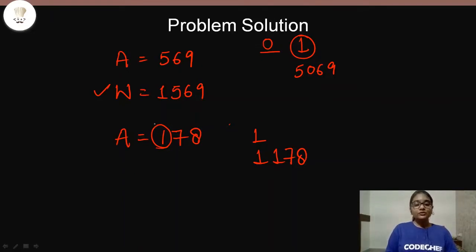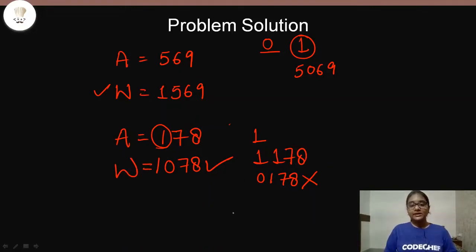So we cannot use this 0 before 1. We cannot form the number as 0178. This will be wrong, right? So now the second place where we can place this 0 would be after 1, right after the first digit. That means we are forming 1078. Now compare. 1078 is smaller or 1178 is smaller? So definitely 1078 will be a smaller number. So W will be equal to 1078.